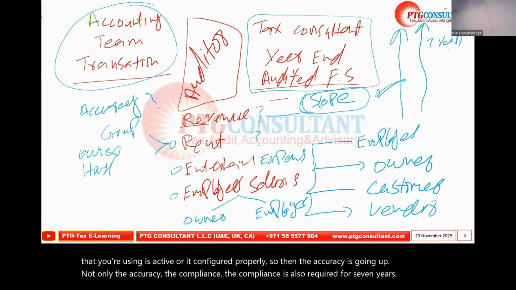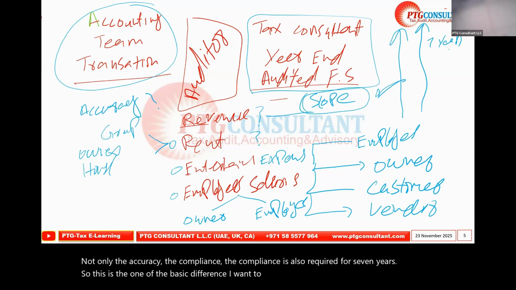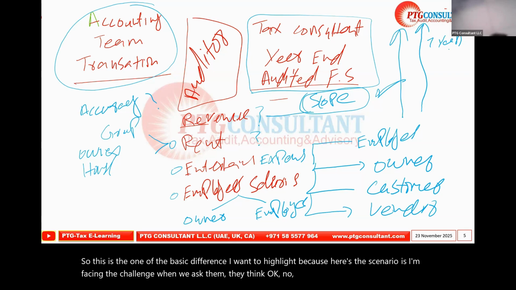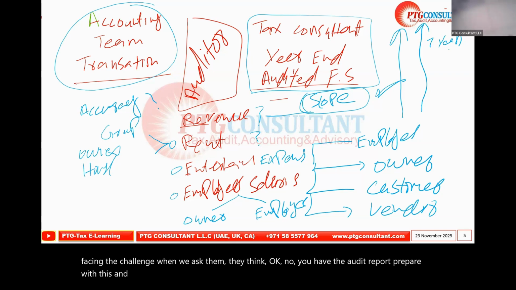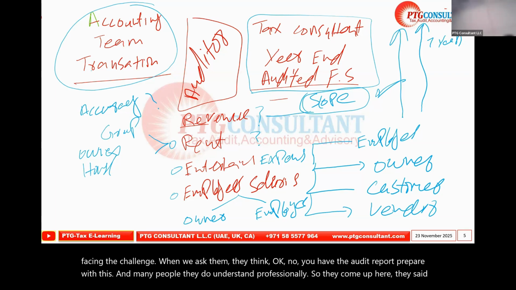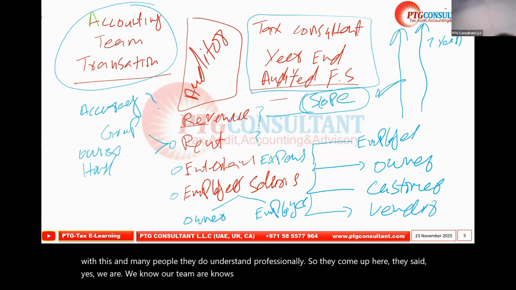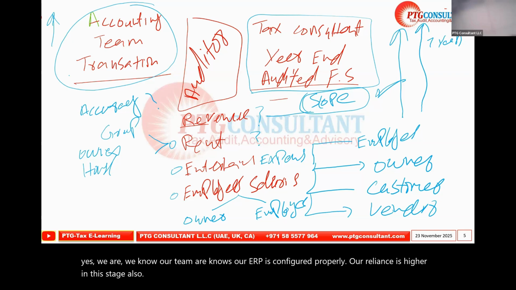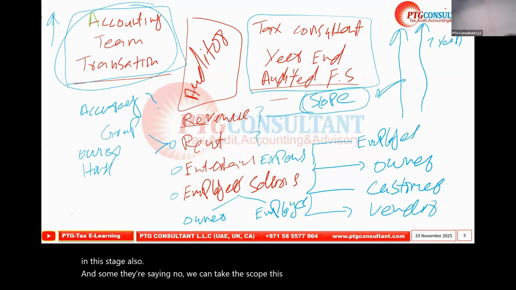So this is one of the basic differences I want to highlight, because here is the scenario I am facing, the challenge. When we ask them, they think, okay, you have the audit report, prepare with this. Many people do understand professionally, so they come up here. They say, yes, our team knows our ERP is configured properly, our reliance is higher at this stage also. And some say, no, we can take this one in the scope also for review.